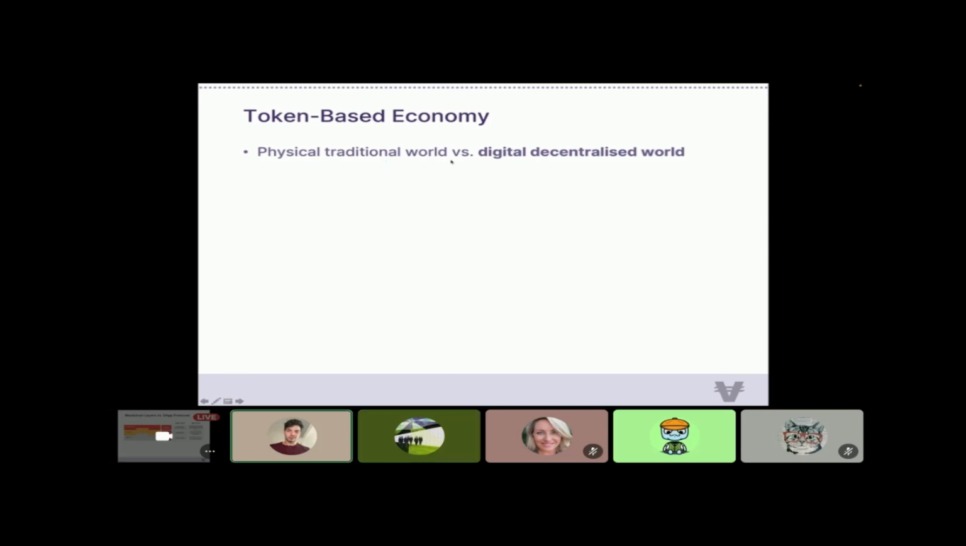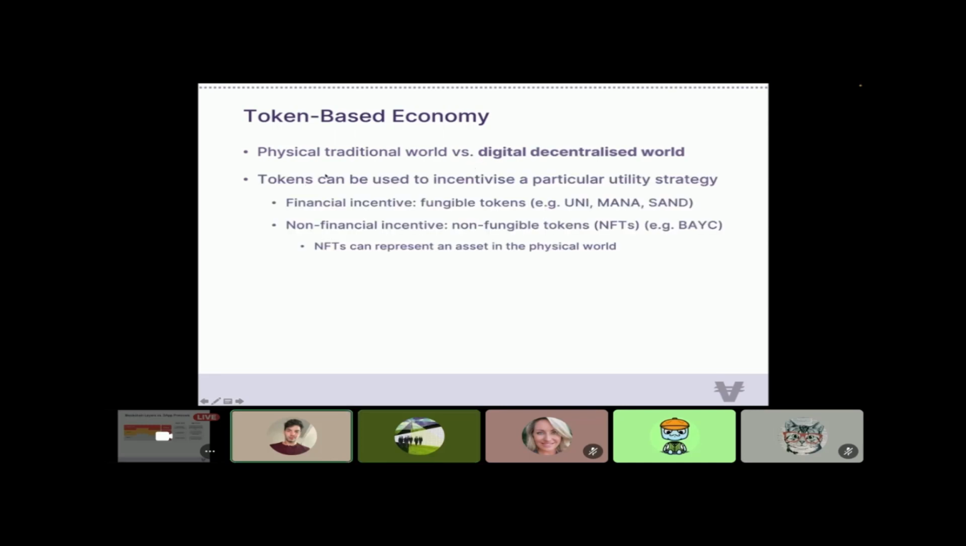So yeah, we want to make this. We want to distinguish, or there is a distinguishment between the physical world and the digital decentralized world. But the tokens can be used to incentivize a particular utility strategy. There can be a financial incentive, such as a fungible token. A fungible token, if we want a real world example, is like a $5 bill, which can be replaced by any other $5 bill as they're equally worth and they look the same.